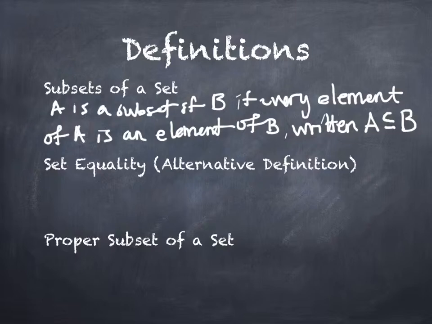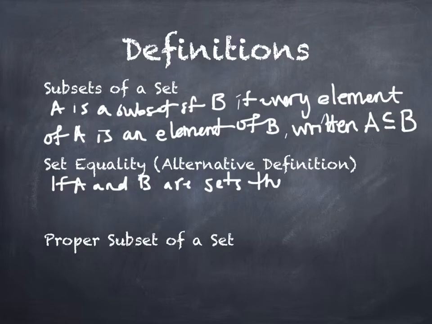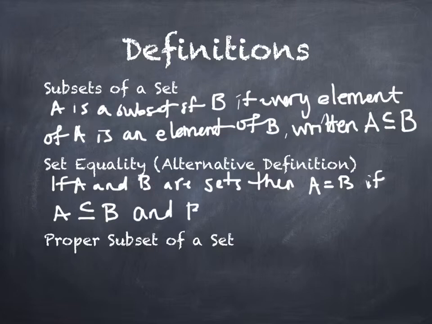We saw set equality last time, and we're going to see set equality again here with a slightly altered definition, since we have some new notation basically. So if A and B are sets, then A equals B if, here's the condition, A is contained in B, or A is a subset of B, and B is contained in or is a subset of A.